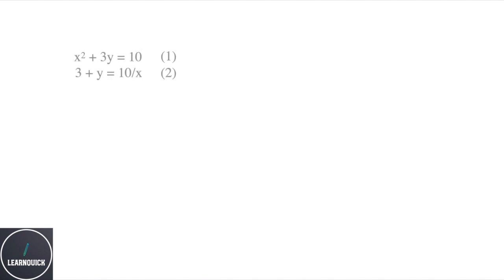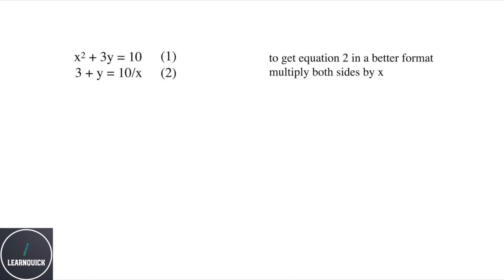So first of all, let's number these 1 and 2. To get equation 2 in a better format, we should multiply both sides by x, as we have 10 over x on the rightmost side. So doing this will give us 3x plus xy equals 10.